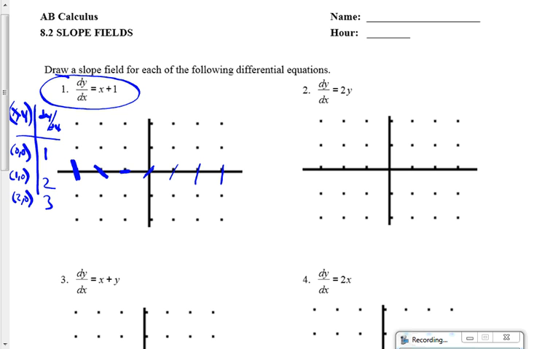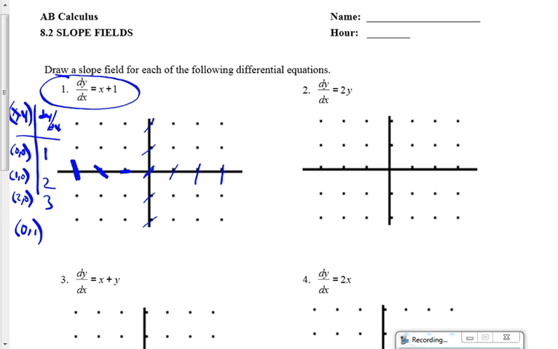Let's try 0, comma 1. What's the slope at 0, comma 1? 1. What's the slope at 0, comma 2? 1. What's the slope at 0, negative 1? 1. What's the slope at 0, negative 2? 1. We talked about this not too long ago, but you're not going to get it until you see it a couple of times. What's going to happen?